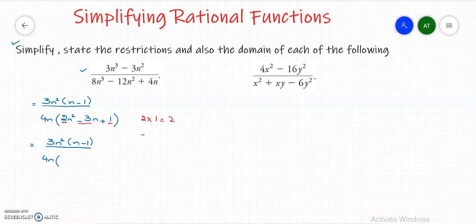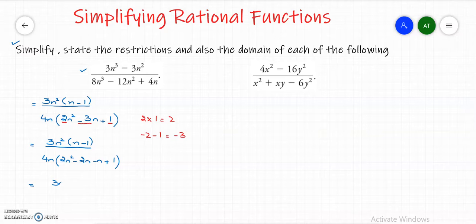How can we do it? We can say minus 2 minus 1 equals minus 3. So we can break the middle term with negative 2 and negative 1. So it would be 2n square minus 2n minus n plus 1. Right? Let's simplify it further.